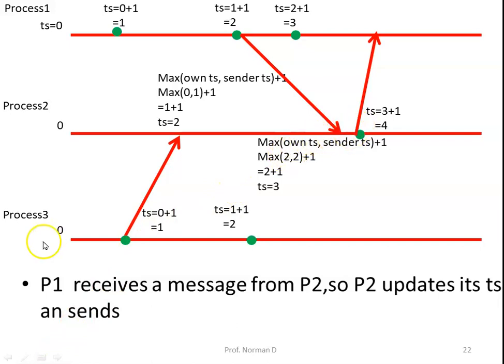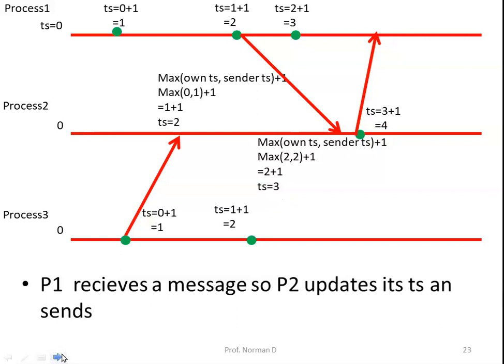Now a message is being sent from P2 to P1. Okay. So now what is the current timestamp over here? Since at this point the current timestamp was 3, 3 plus 1, the value is 4. Now what has happened is P1 has received a message from process P2. So we have to find out what will be the timestamp at this particular point.